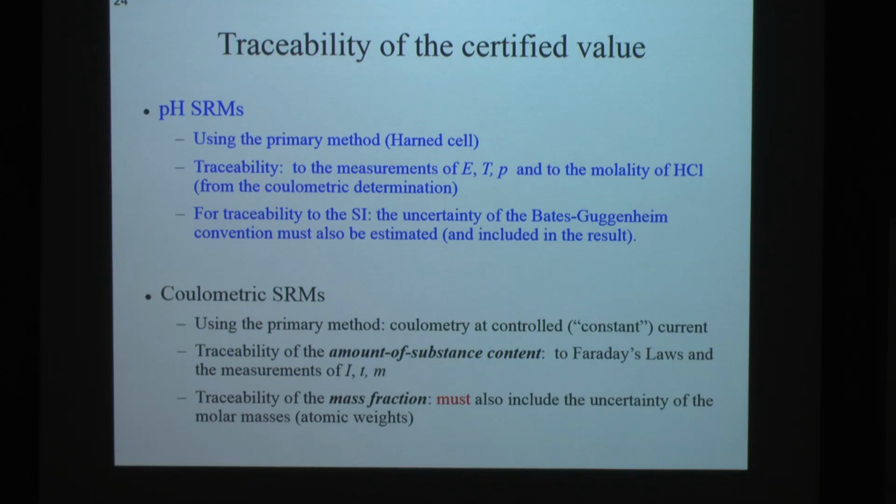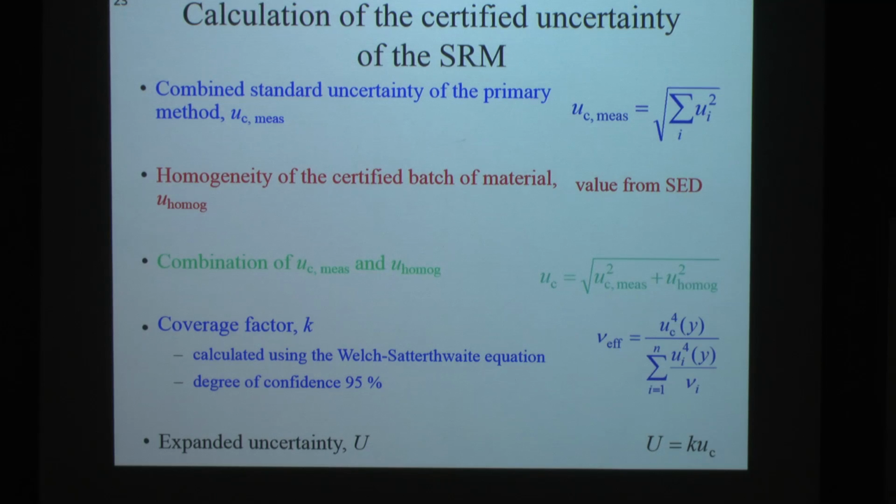For pH, it's a little bit different because the Harned cell is a very labor-intensive measurement. So you cannot make a measurement of each and every bottle that you're going to use for the analysis with a Harned cell. It would take you years. So what we do is we make a glass electrode measurement of small aliquots from each bottle, and then we measure the scatter of that. That determines the homogeneity. The certified value comes out of the primary measurement, the Harned cell measurement. With coulometry, this is just the scatter of the coulometric titration results. The final result comes from SED.